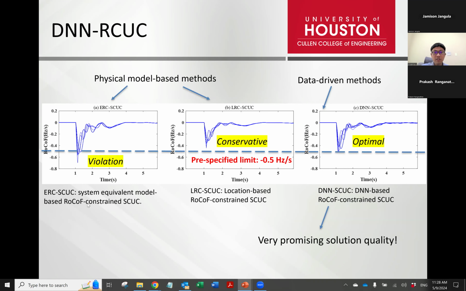So I show you the comparison of the time domain simulation results with the solutions from those three different models respectively on the same slide. This dotted line is the pre-specified limit, 0.5 hertz per second. And there are multiple curves. Each curve represents a bus, so you can tell a generator bus. For the first benchmark model, there are some violations. For the second model, there's no violation, but there's still some room we can improve the system efficiency, right? And for the third, the machine learning assisted model, we can obtain perfect solutions. It's very, very promising.